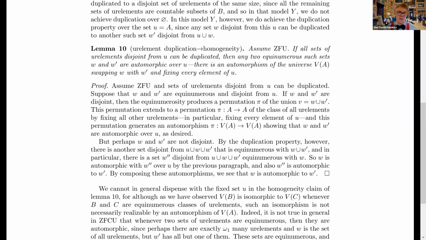And that's just because, if they were disjoint, then we can make a permutation that swaps them and extend it to the universe. And if they overlap, we just find another copy that's disjoint from both of them, and then first go to the other copy and then to the other one. So even if they overlap, it's no problem.